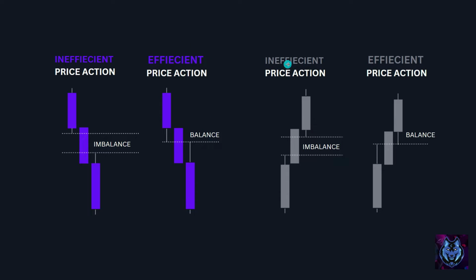Let's look at an example to the upside. We have this move to the upside with these big momentum candles. It leaves a space between the wicks. We mark out this space as the imbalance. And this is inefficient price action. On the other hand, we've got this move to the upside, but the wicks end up meeting and filling in the gap. This is a balanced, efficient price action.